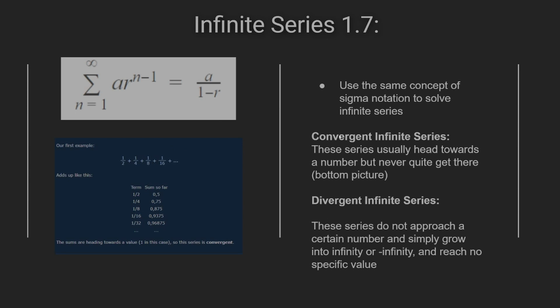There are two types of infinite series. Convergent infinite series are the ones that you can usually solve, for example, 1/2 plus 1/4 plus 1/8 plus 1/16. All of these summed together get close to 1 and they will continue to go forever, but they will never quite reach 1, so it's converging towards 1. Then there's a divergent infinite series, which doesn't really have a direction. They simply grow into infinity or negative infinity, and they don't reach a specific value, so you won't usually be asked to find this, but it's still important to mention.